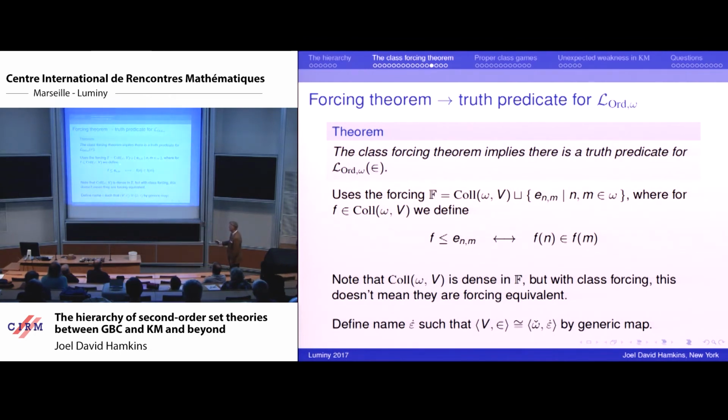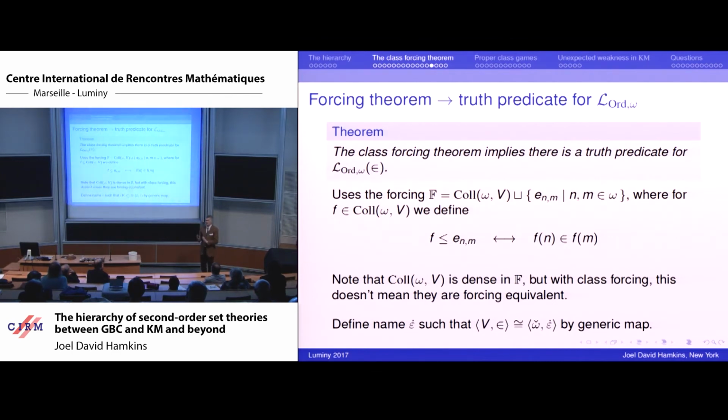Okay, so there's one thing to notice. This collapse forcing is, of course, dense in F, because we added these new conditions only on top of certain other things. If you're used to the set forcing situation, you might ask why you would ever add new conditions on top of other conditions, because that's going to be forcing equivalent. But the thing to know about class forcing is that this is not true.